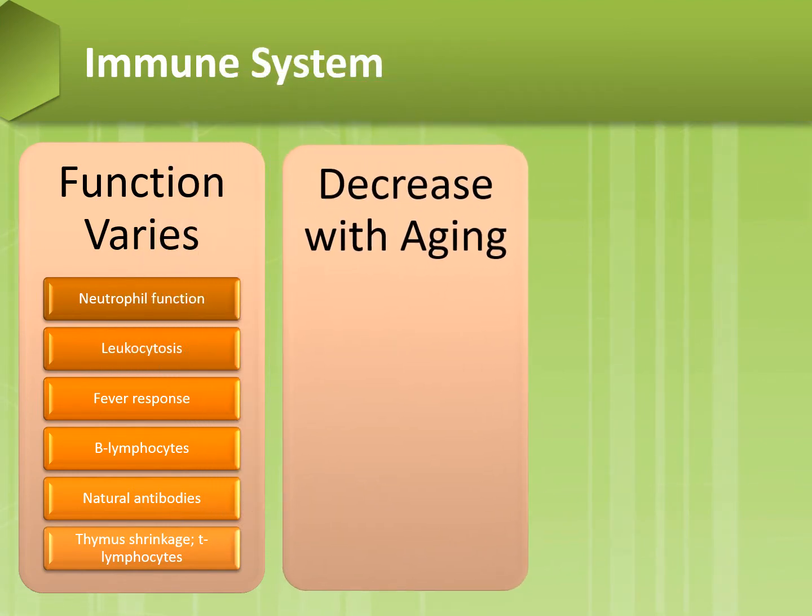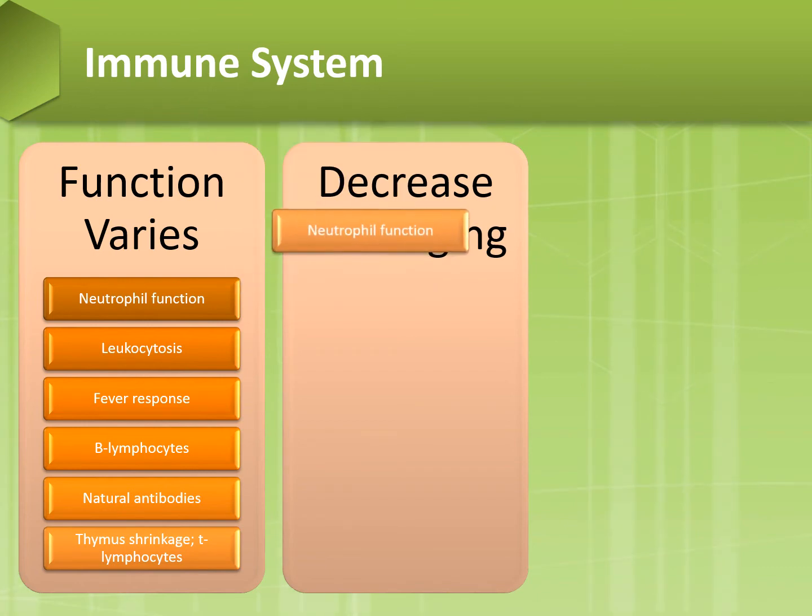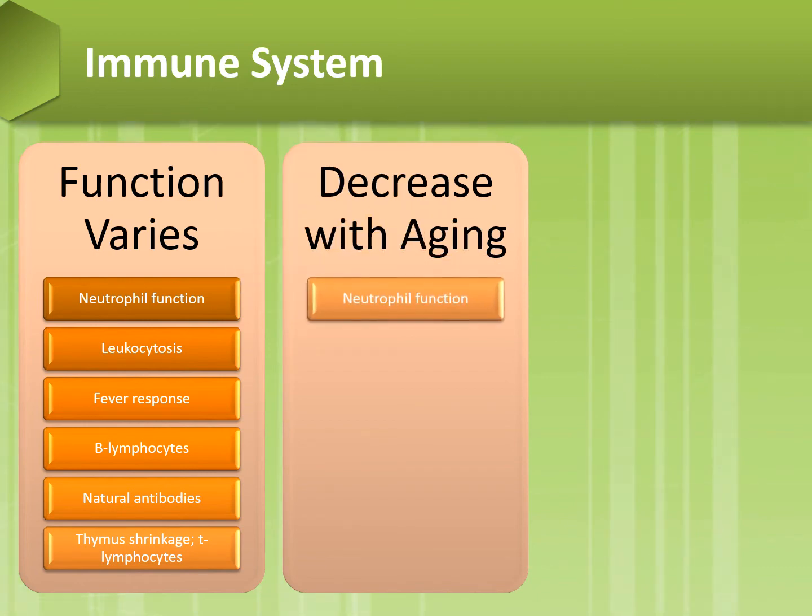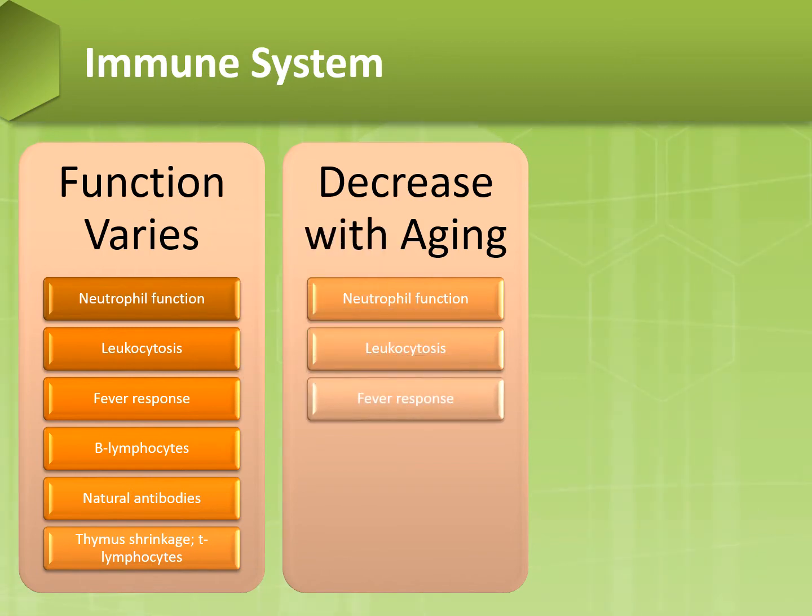There are decreases in the immune system with aging. There is a probable defect in neutrophil function. Leukocytosis does not occur during episodes of acute infection. Older adults may not have a fever during inflammatory or infectious episodes.